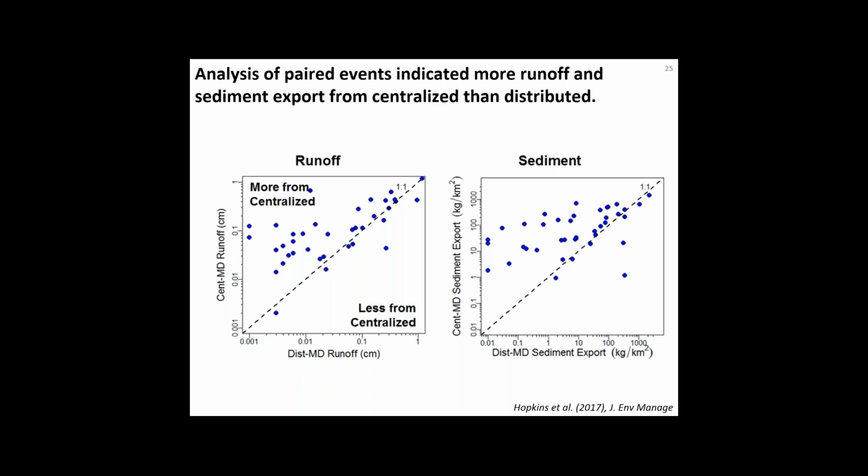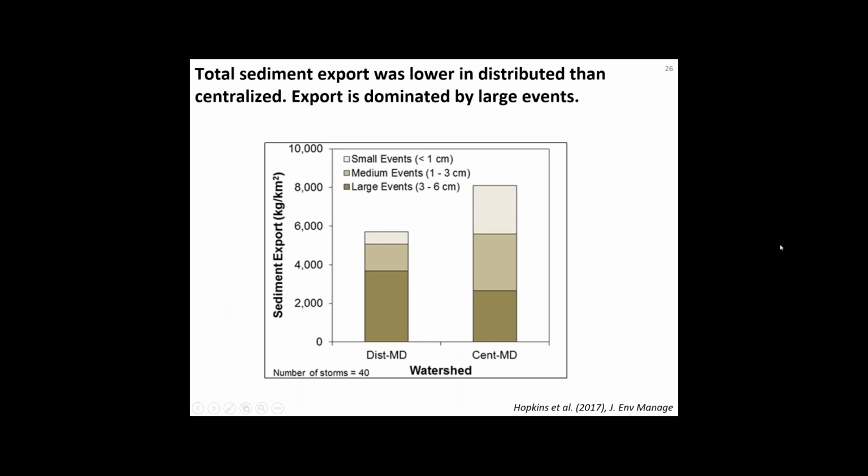And then if we were to sum up all of the export that occurred during those 40 storm events that were shown on that plot before, we can look at the total amount of sediment that was exported during different types of events. So here's a bar plot showing the total amount of sediment exported and what proportion of that sediment occurred during a small versus large event. And we can see that the distributed stormwater management watershed had less export of sediment overall compared to the centralized watershed, but the majority of the export occurred during those large storm events.